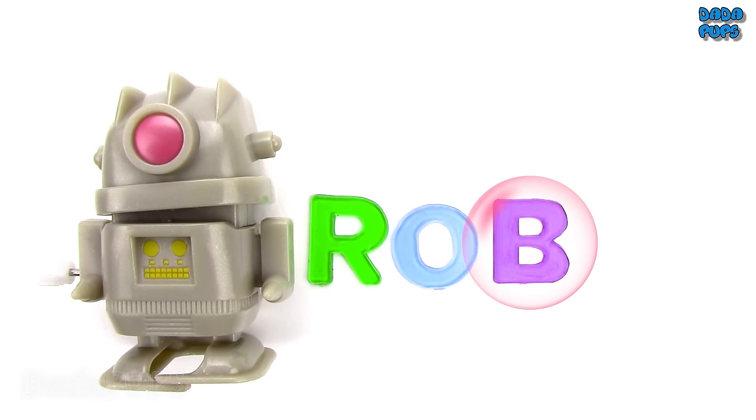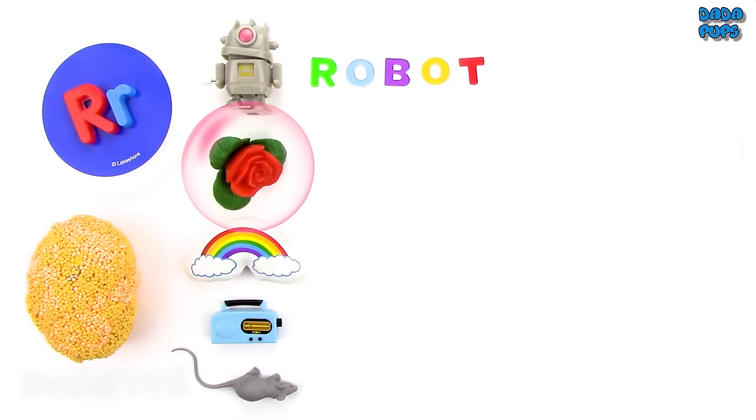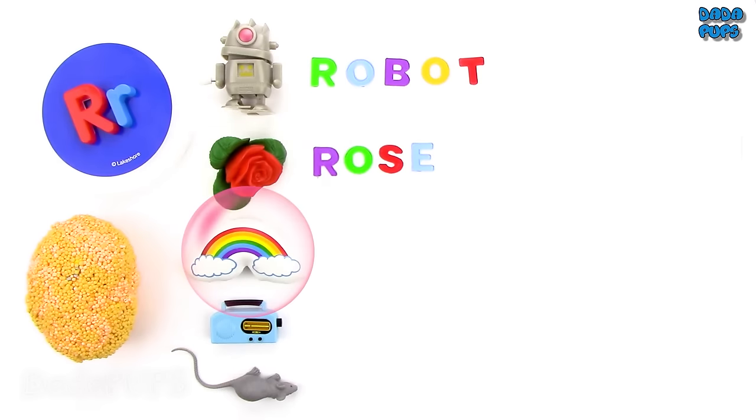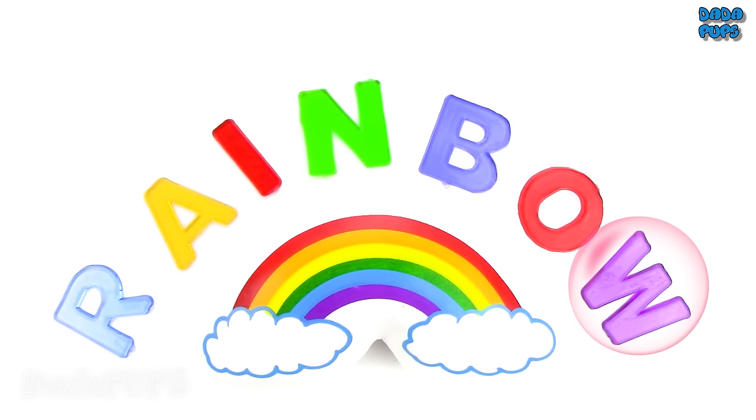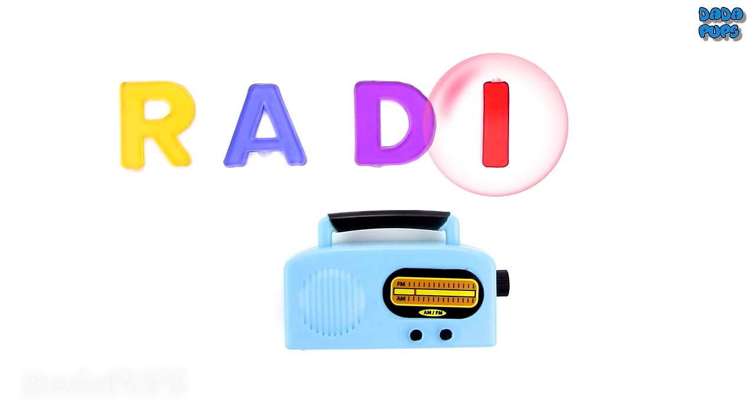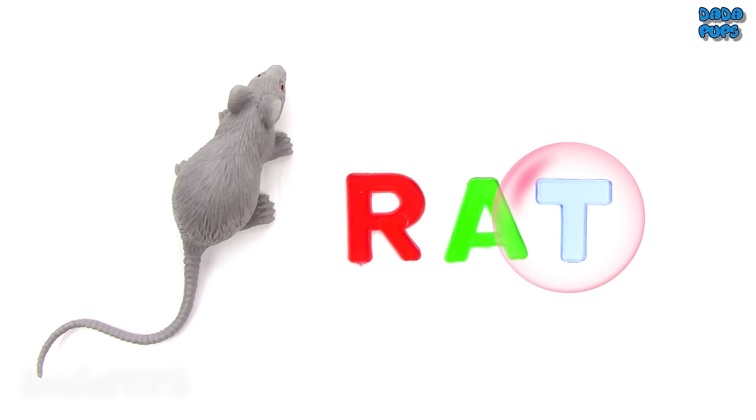What is it? R-O-B-O-T. This is robot. What is it? R-O-S-E. This is rose. What is it? R-A-I-N-B-O-W. This is rainbow. What is it? R-A-D-I-O. This is radio. What is it? R-A-T. This is rat.